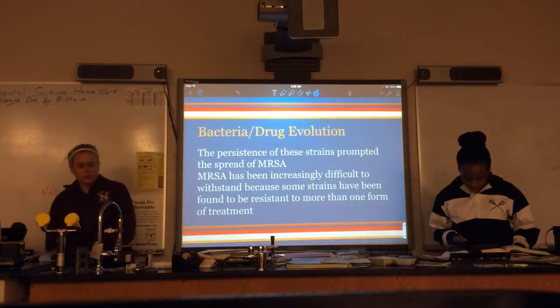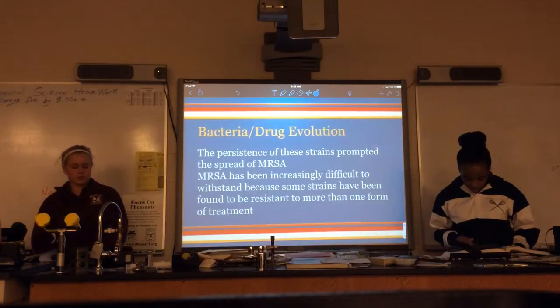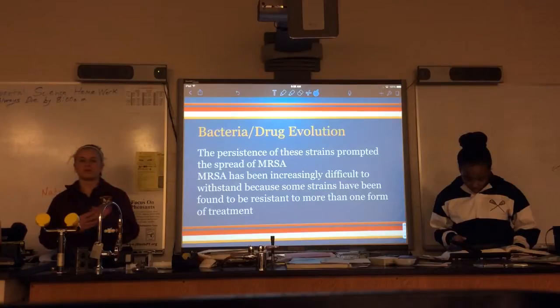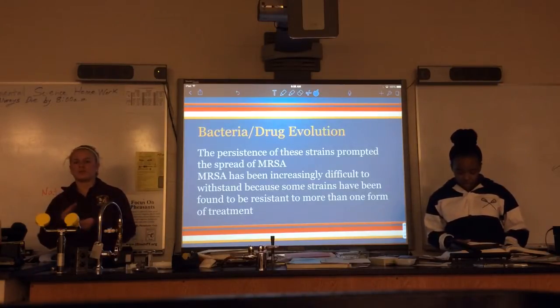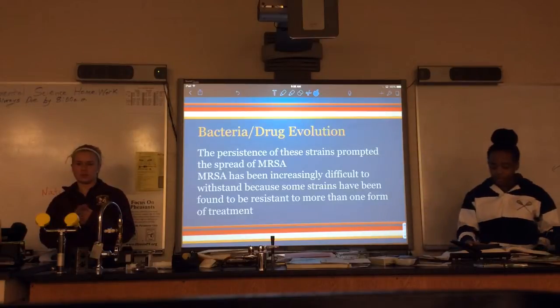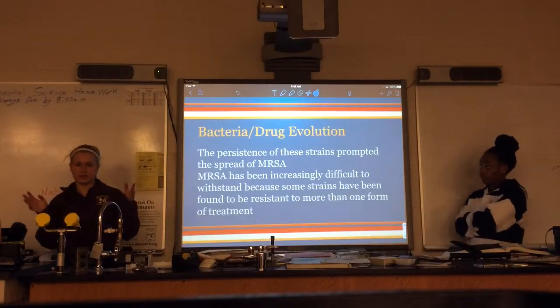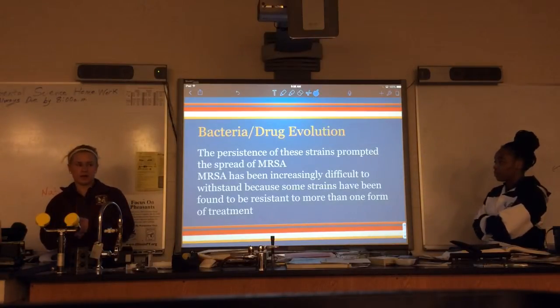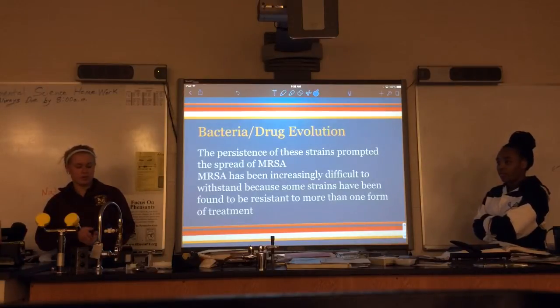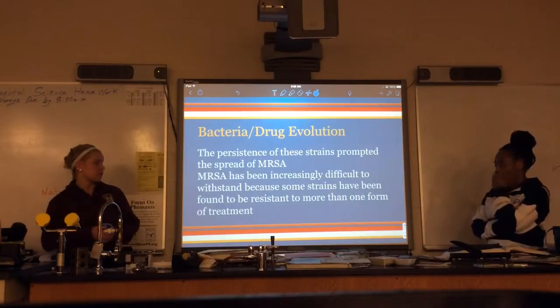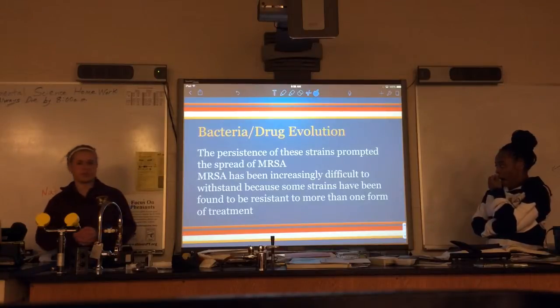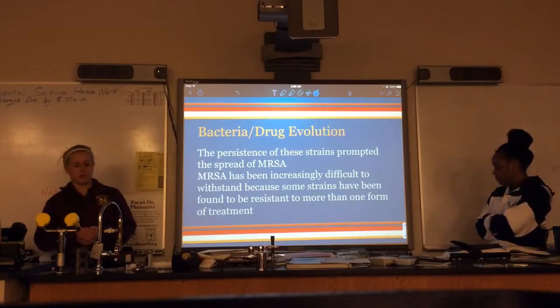Okay, so the persistence of these strains prompted the spread of MRSA. Because we were using methicillin so much, that evolution happened so often that MRSA became widespread and repopulated at a really high rate and became very dangerous because we had no way to treat it. So MRSA has been an increasingly difficult problem, and it's harder and harder to withstand because some strains have been found to be resistant to more than one form of our drugs.